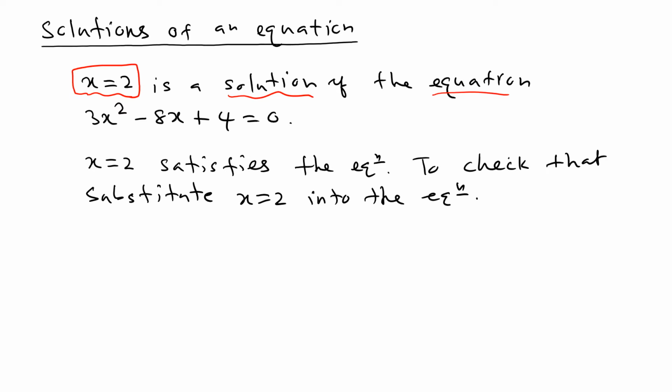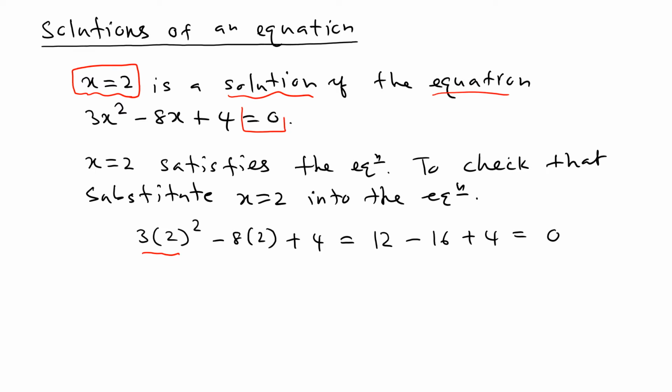If you plug in the value to the equation, you're going to get 3 times 2 squared minus 8 times 2 plus 4. So let's simplify, so we can check whether you get 0. From the first term, you get 12, and then minus 16 plus 4, and you can see that you're going to get 0. That's exactly what is on the right hand side of the equation. So this is true, which means it satisfies the equation. That is how you know whether this is a solution.